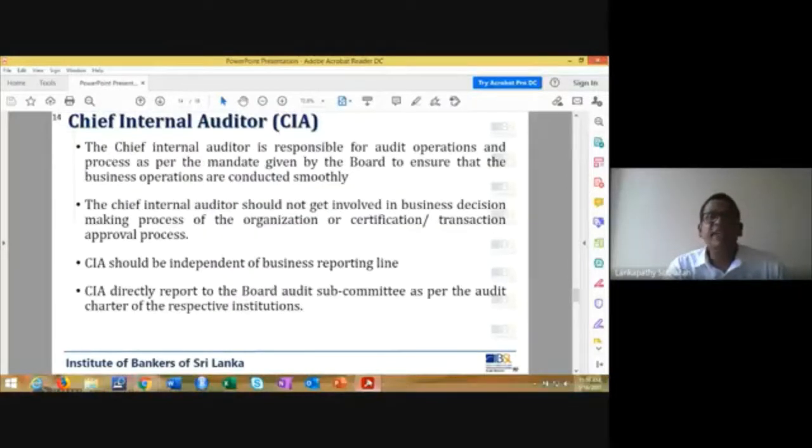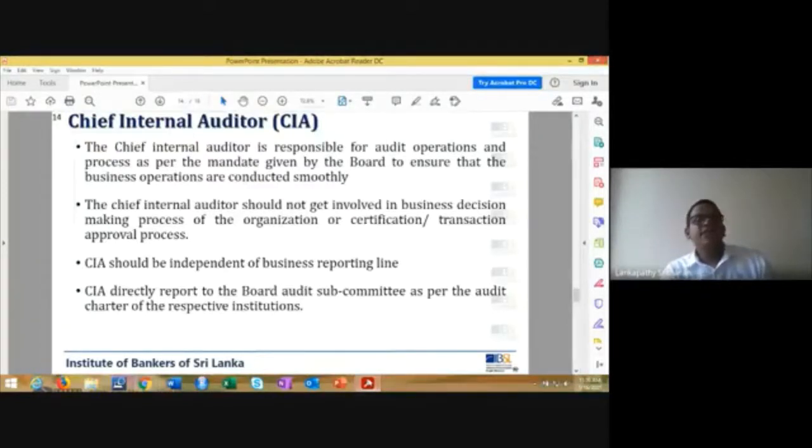And the Chief Internal Auditor. Of course, the Chief Internal Auditor is responsible for audit operations, which we know are in the banks and financial institutions. If it is a medium-sized or large bank or financial institution, definitely there will be an internal audit department.